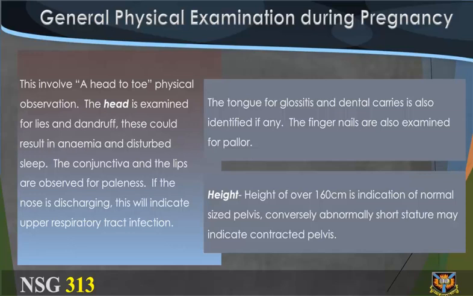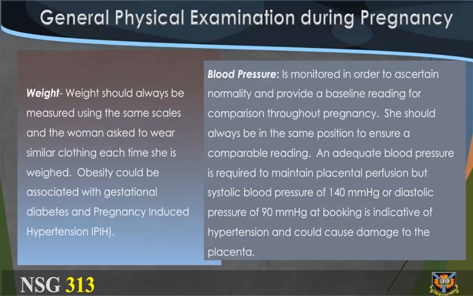Height of over 160 cm is an indication of a normal size pelvis. Conversely, abnormally short stature may indicate a contracted pelvis. Weight should always be measured on the same scales, and the woman asked to wear similar clothing each time she is weighed. Obesity could be associated with gestational diabetes and pregnancy-induced hypertension, PIH.